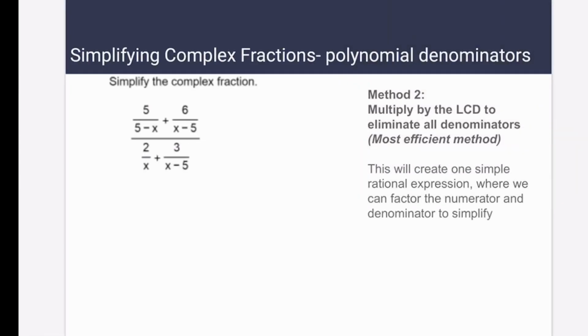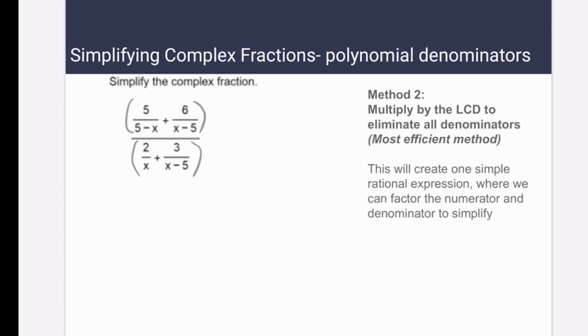So here we have another complex fraction. Our numerator has 2 parts, and our denominator also has 2 parts. So this is going to get a little crazy. Again, we're going to use method 2. We're going to find the LCD, multiply it by everything. This is the most efficient method, so that's why we're going in this way.